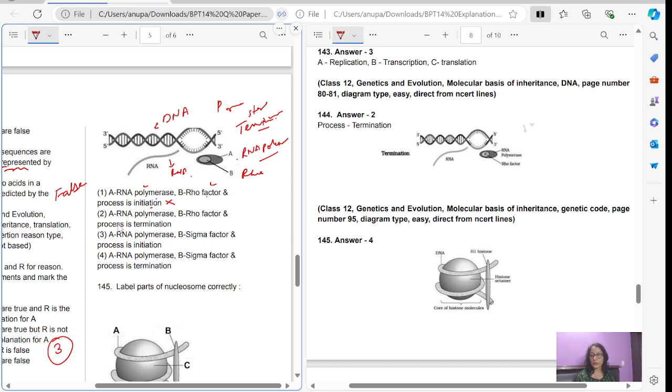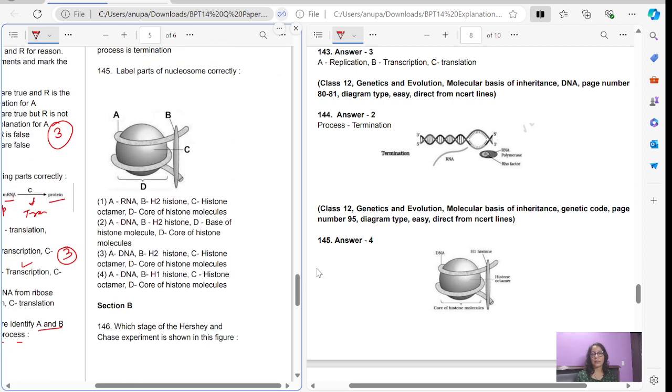Let's see the second option. In option two, A is RNA polymerase. Yes, this is right. B is rho factor. This is also right. And C, the process is termination. So this is also right. So the answer for this question will be option two. Now let's move to the next question.